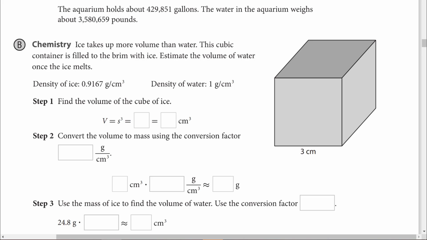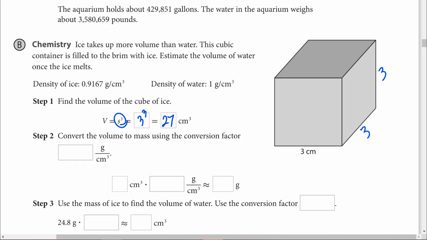Ice takes up more volume than water. We know this. So if I fill this cube with water, and then freeze it, how much ice is it going to take up? They're using this side length, 3 centimeters. You could also just do 3 times 3 times 3. So we're looking at 3 to the third is 27. So the volume of that cube of ice, that ice cube, is 27 cubic centimeters.